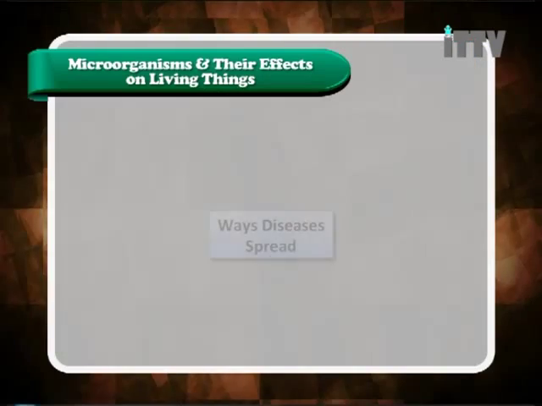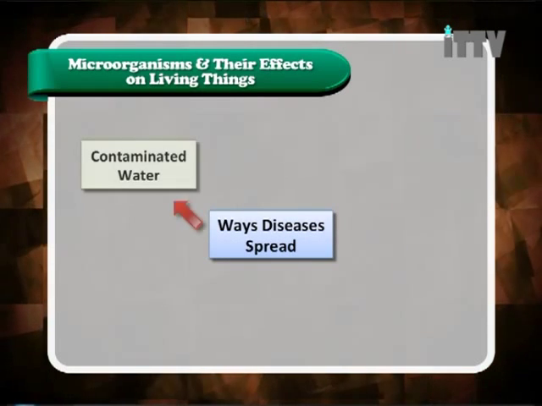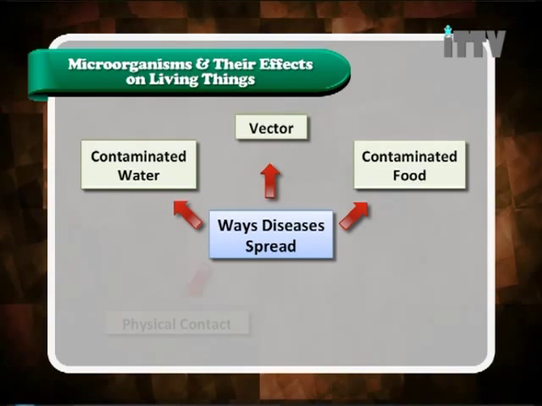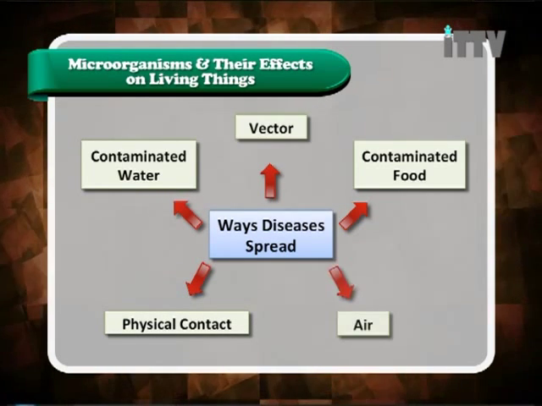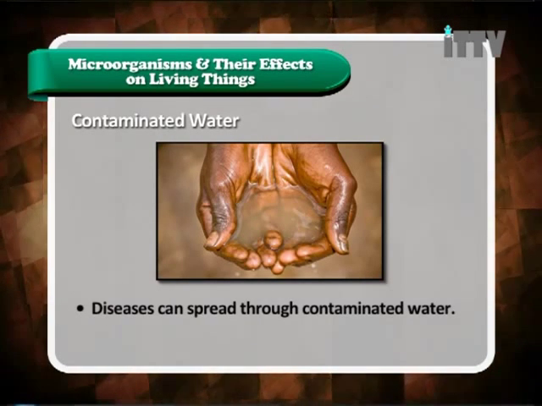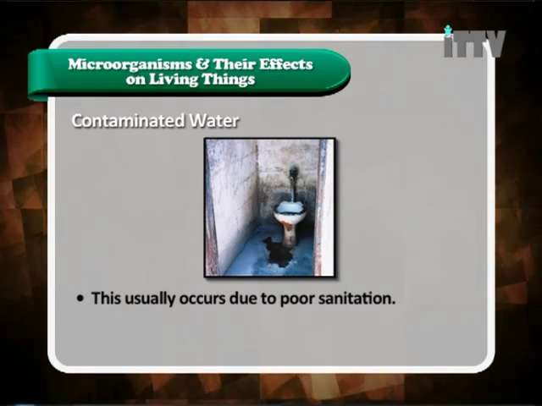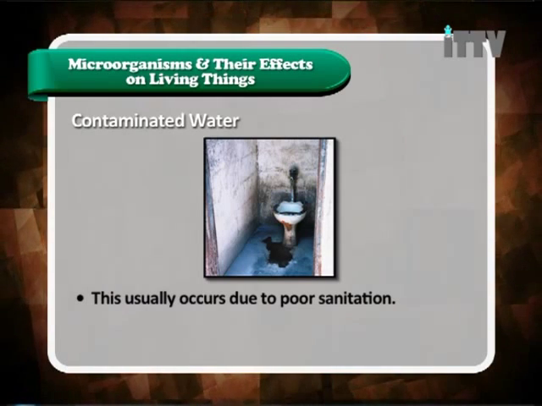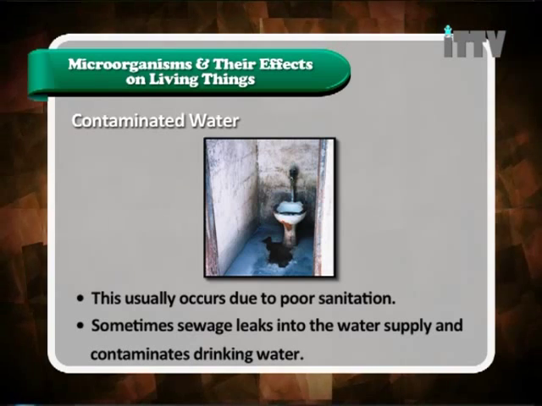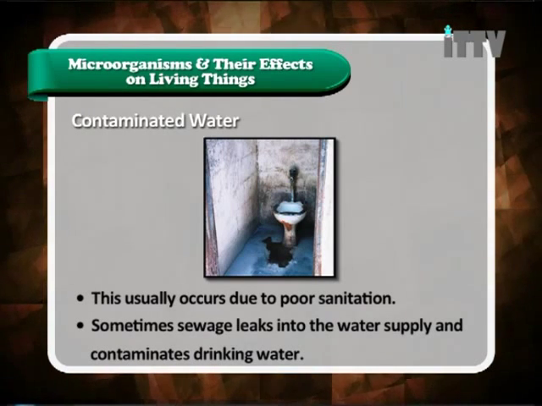Now let's look at different ways where it is spread, starting from contaminated water. Ways diseases spread: contaminated water, vector, contaminated food, physical contact, and air. Diseases can spread through contaminated water. This usually occurs due to poor sanitation. Sometimes sewage leaks into the water supply and contaminates drinking water.